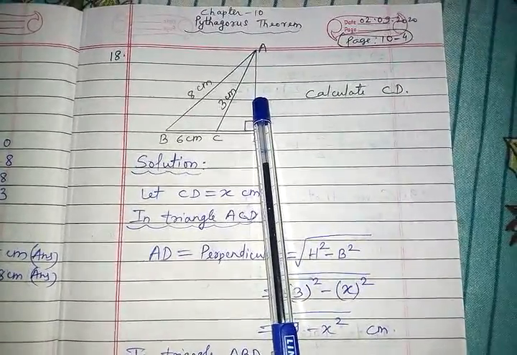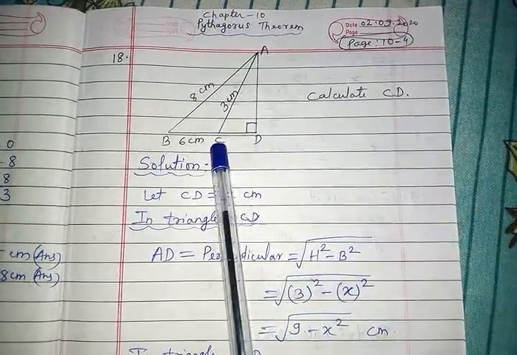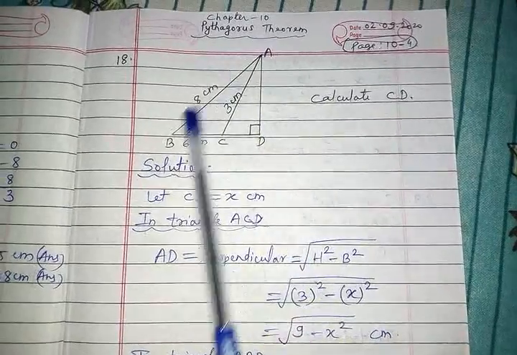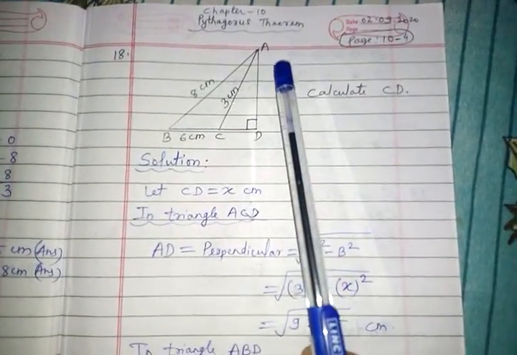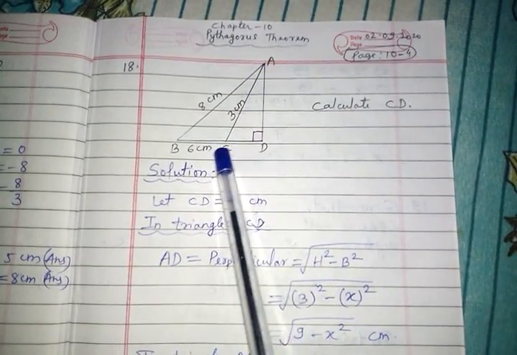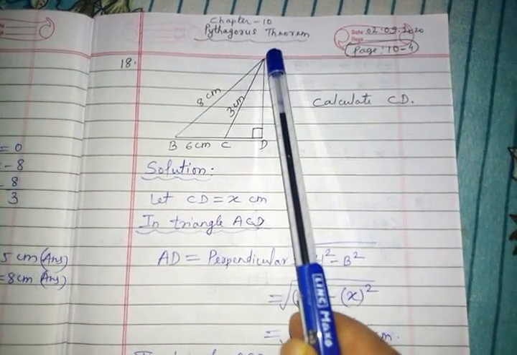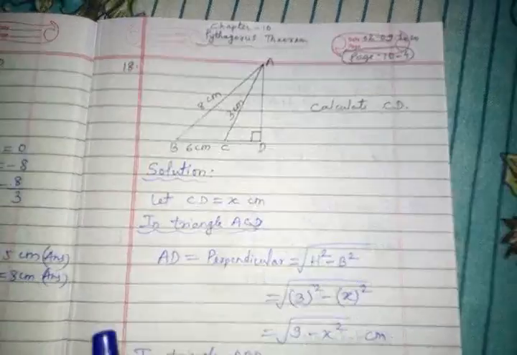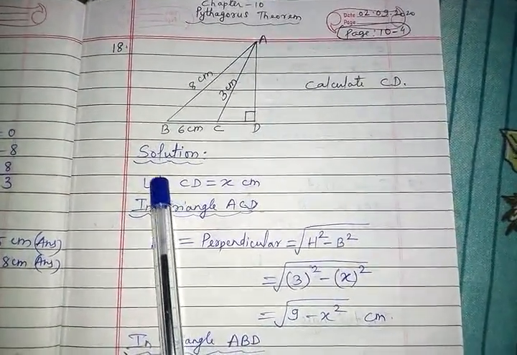So that's why to know the value of CD, we should take the whole triangle. That means we will take two triangles. In one case we will take triangle ACD, and in the second case we will take triangle ABD. So that way we have to solve this question. So let us start the solution.